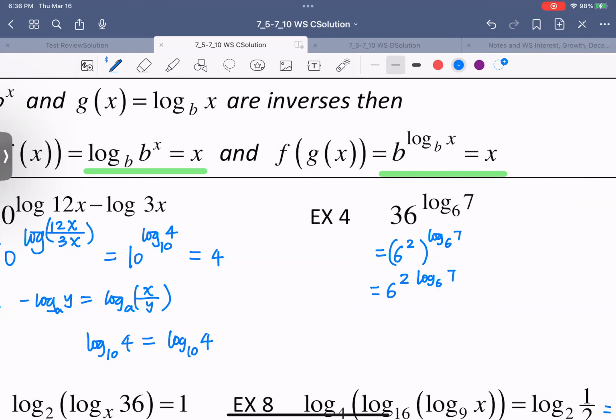When we learn the log, you can pull this 2 to that exponent position. You put this 2 on this shoulder. So you have one more step. 7 squared, right? Yes. Again, this is 6. This is 6. So the result is 49.